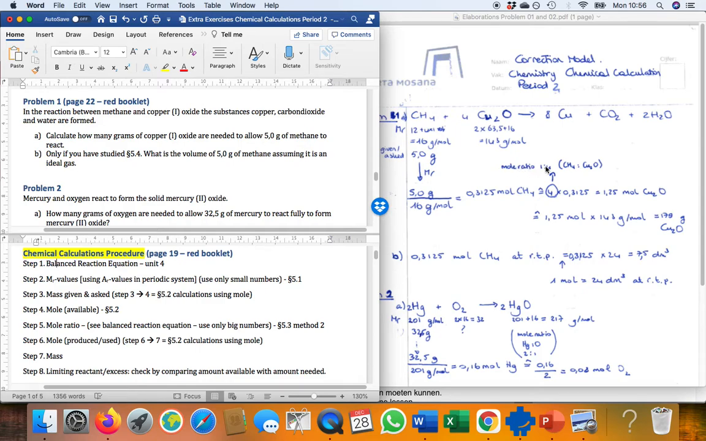And then I could go on above here, but that doesn't really fit. So I go on below here. So I calculated that 4 times as much mole, I get 1.25.